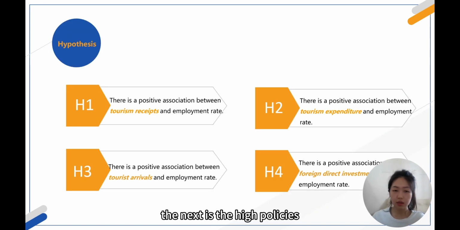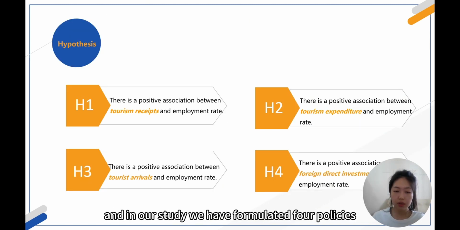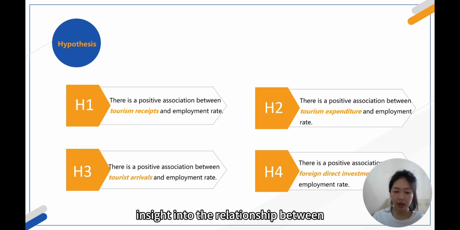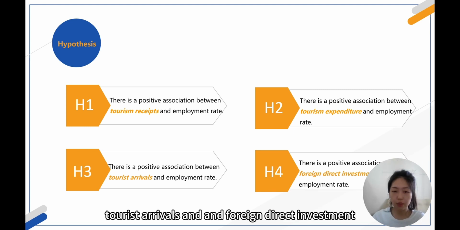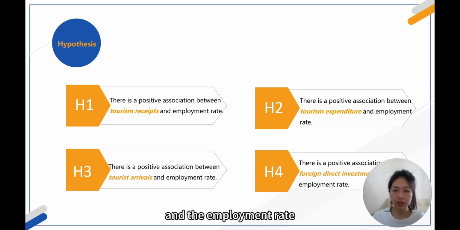The next is the hypothesis. In our study, we have formulated 4 hypotheses that aim to provide insight into the relationship between the tourism sector and employment rates. And there is a positive association between tourism receipts, tourism expenditure, tourist arrivals, and foreign direct investment and the employment rate.